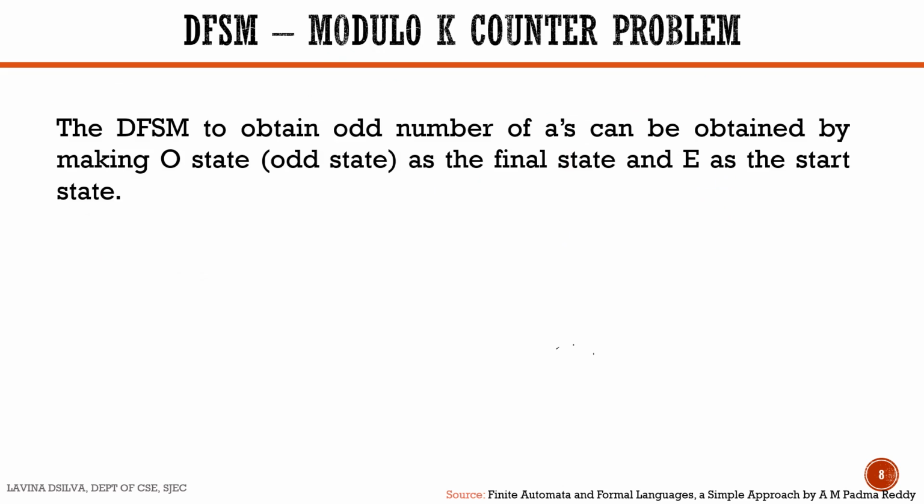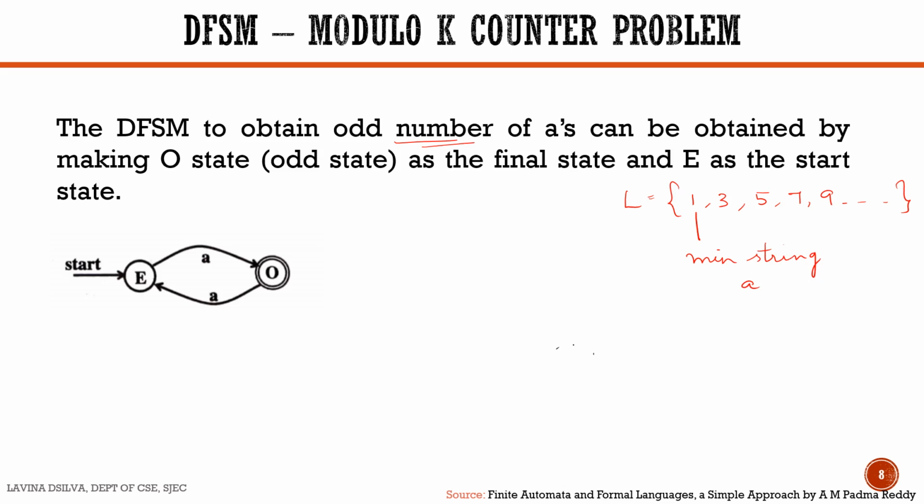The DFSM to obtain an odd number of A's can be obtained by making the O state, that's the odd state, the final state and E as the start state. We know that in case we are talking about an odd number of A's, then the language will be either 1A, 3A's, 5A's, 7A's, 9A's, etc. And what is the minimum string which we have? It is 1A. Therefore, the final DFSM is like this.